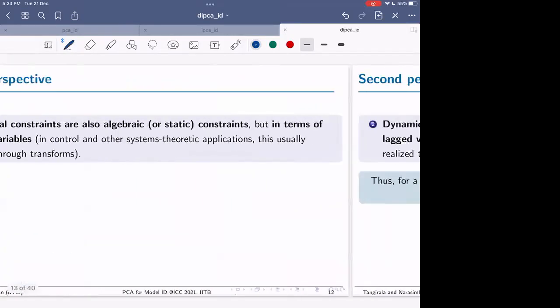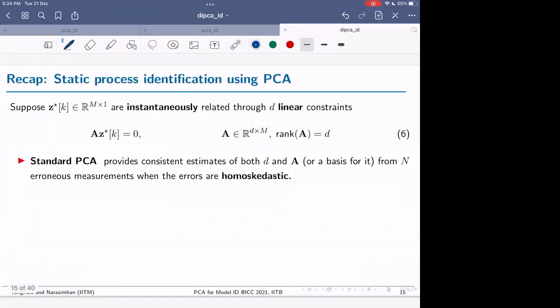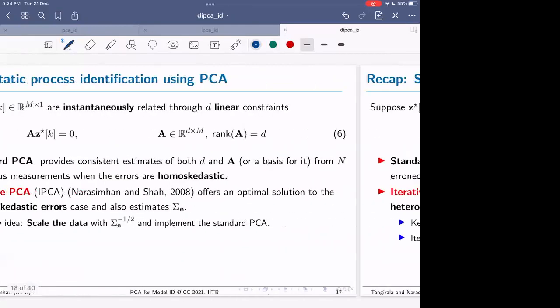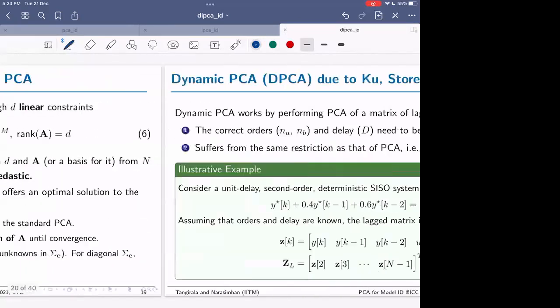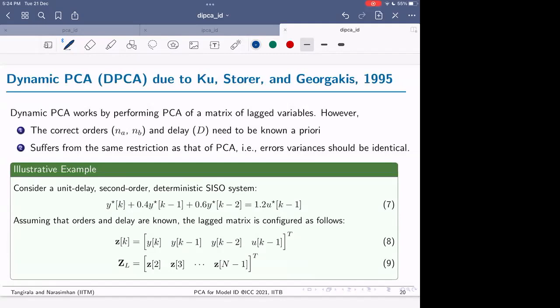Okay, so that is something to keep in mind, which means that we will have to keep that in mind in the identifiability constraint. But having said that, in the dynamic case, sigma E, which is generally of dimension M by M, here, since there is only one input and one output, strictly speaking, there are only 2 unknowns in sigma E if you assume diagonal sigma E. So that is to be remembered. I will point that out again later on.